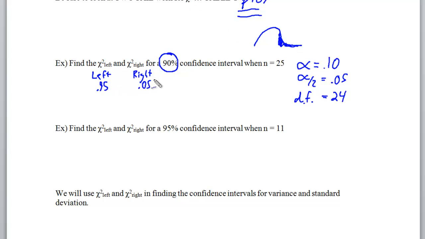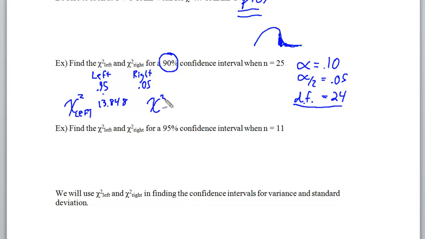So the right and the left have opposite numbers from what you're used to dealing with. Normally we consider the right side to be 0.95 and the left side to be 0.05, but that's not the case here. So look at the row of 24 and scroll across till you get to 0.95. There you get your chi-squared left value of 13.848. That's the area under the curve. Right now this number doesn't have a lot of context, but we will be using it in the next formula to find our confidence interval.